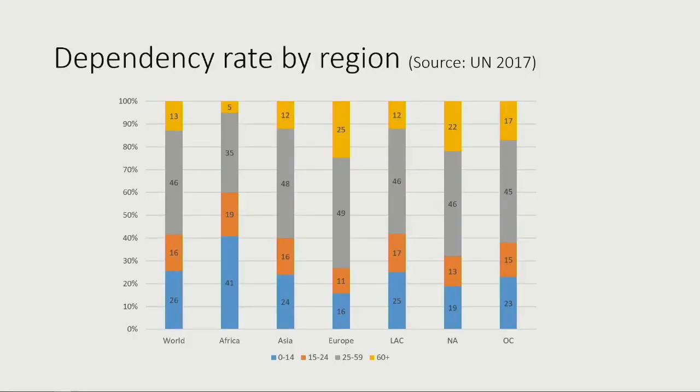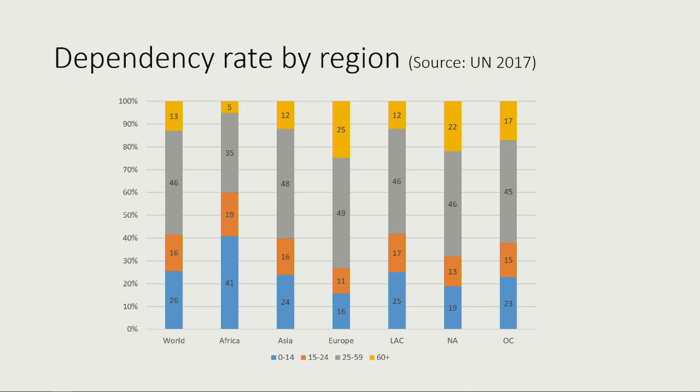Having looked into this, we can see that the dependency rate also tends to differ because of the levels of mortality, the levels of fertility, and the previous levels of mortality and fertility in that particular area. If you look at the world, for example, the number of people under the age of 15, that is 0 to 14, contribute 26% of the world population. And the aged people, 65 and above, contribute only 13%, the elderly.